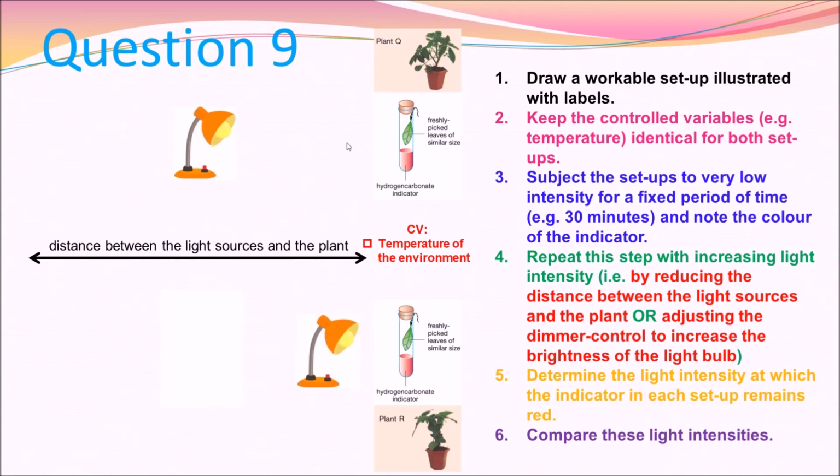Now what you need to copy is 2, 3, 4, 5, 6. For one, which is for your drawing, you just copy this whole setup: the boiling tube, the leaf and the light bulb, and the distance between the light source and the plant. Then you have drawn the workable setup already. But I want you to illustrate it with labels. Give me the label, even for the lamp. I want to know it is a lamp. So that's for question 9.